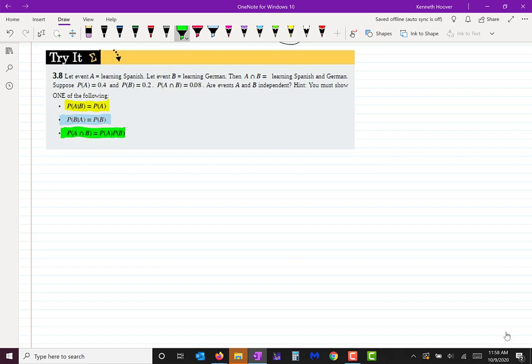Now, I think if you just think about it for a minute, you'll realize it's very easy for us to check this one here, because we know all three numbers. They told us that. It's just a question of, is 0.08 equal to 0.4 times 0.2? And obviously the answer is no, right?